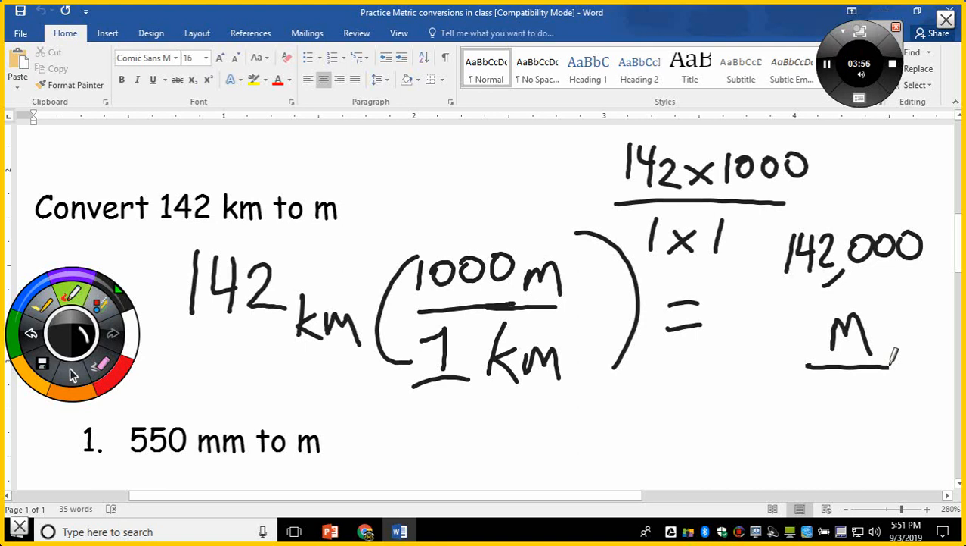So 142 kilometers is going to be equal to 142,000 meters.